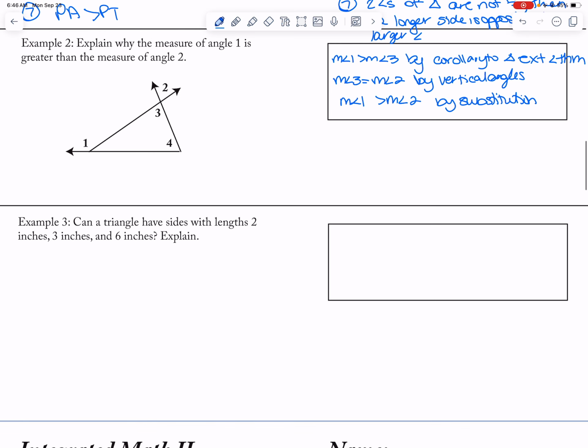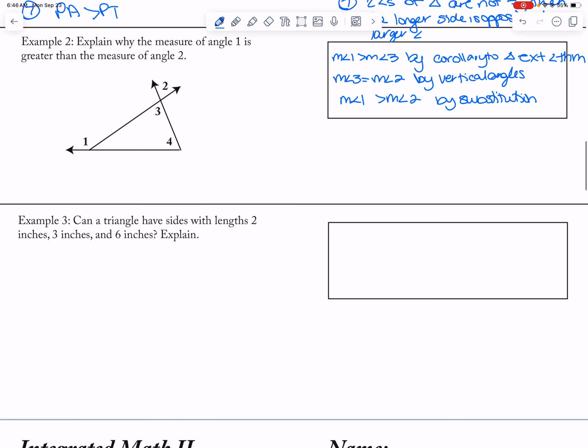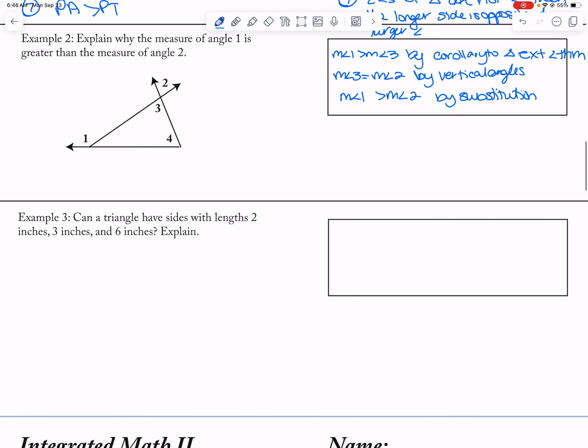All right, so can a triangle have side lengths of 2, 3, and 6 inches? Okay, so let's look at this. So 2 plus 3 has to be bigger than 6, and then 3 plus 6 has to be bigger than 2, and then 2 plus 6 has to be bigger than 3. This is not true, so no, because 2 plus 3 is not greater than 6.